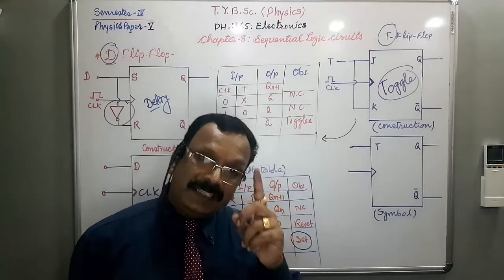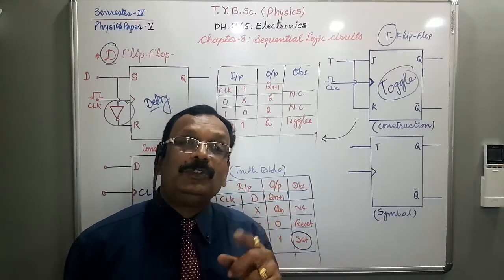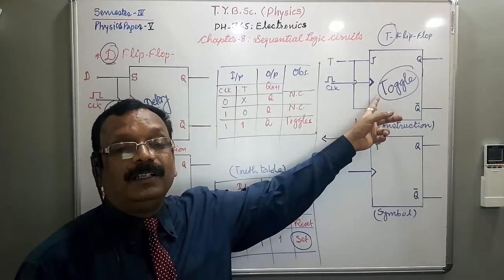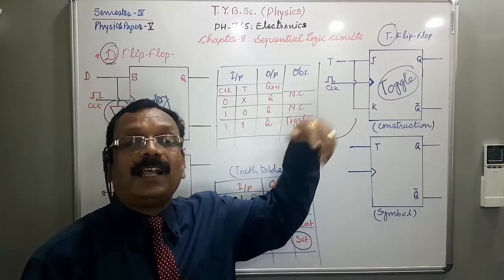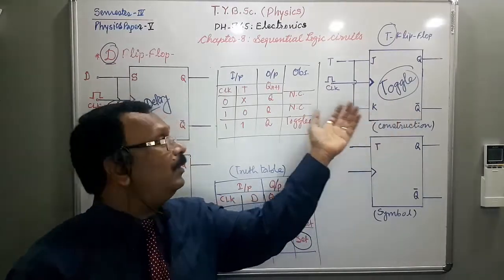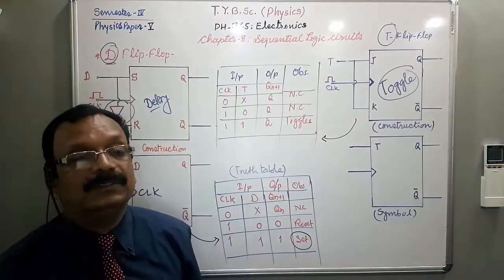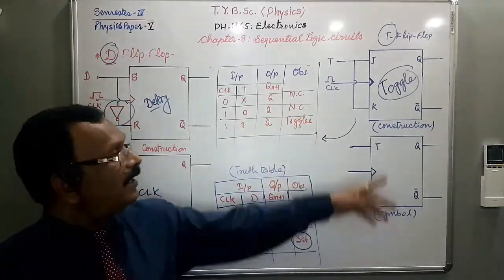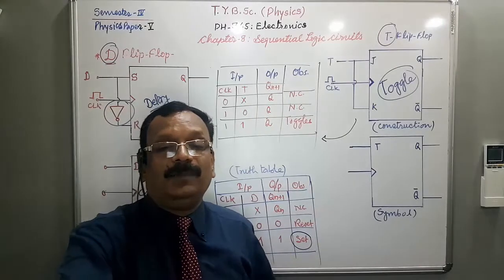Okay. Now here you should also note that like this JK flip-flop, an RS flip-flop can also be converted into T flip-flop. Okay. And this truth table summarizes the working of this toggle flip-flop.